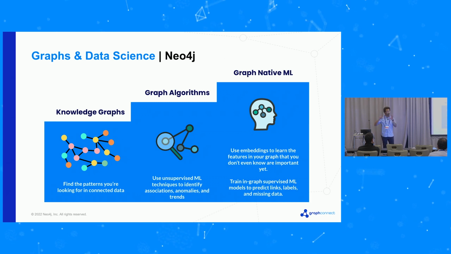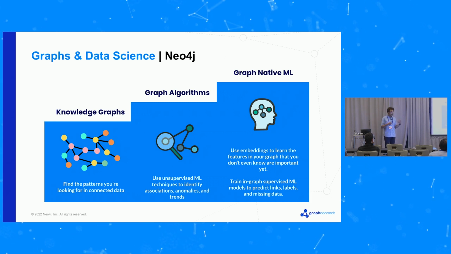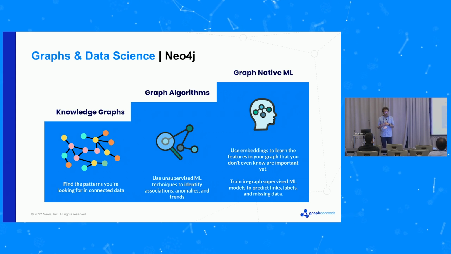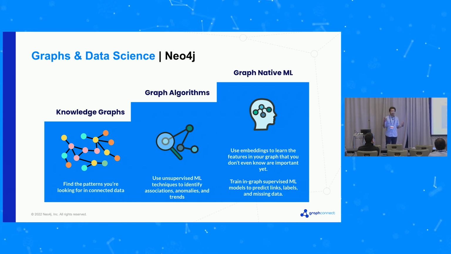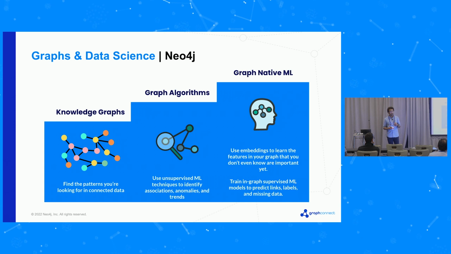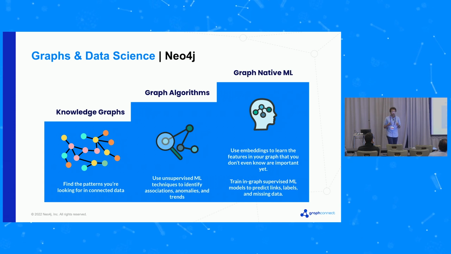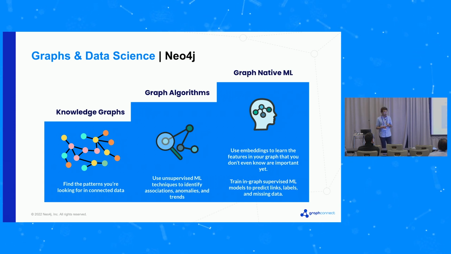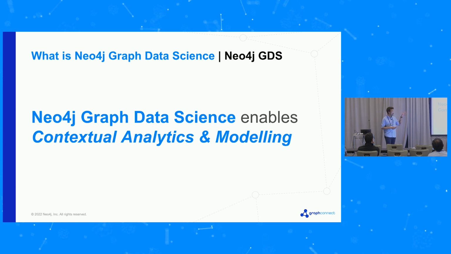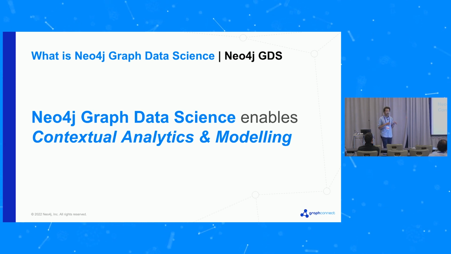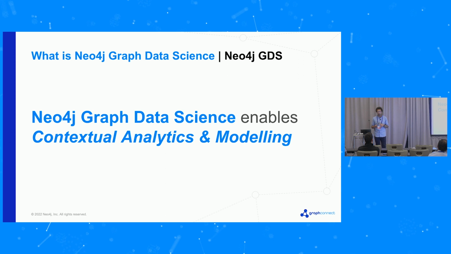And I'm going to talk a little bit more about those a bit further on, but this allows you to train in-graph machine learning, and you can use models to then predict links and maybe even labels. You can predict labels and even missing node properties themselves. So we like to say Neo4j Graph Data Science enables contextual analytics and modeling itself.